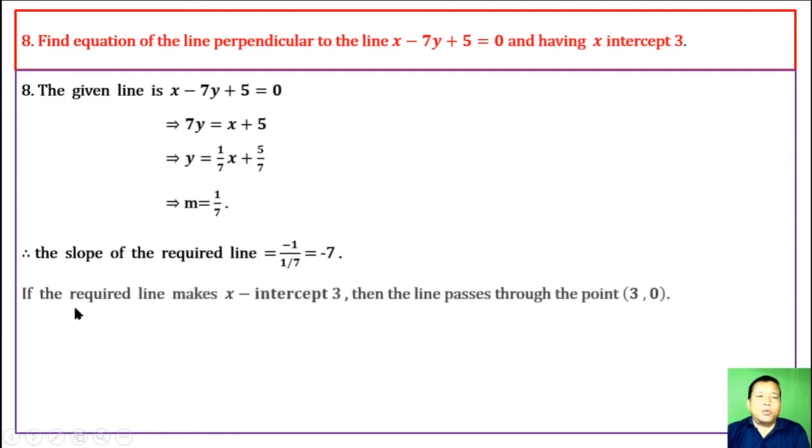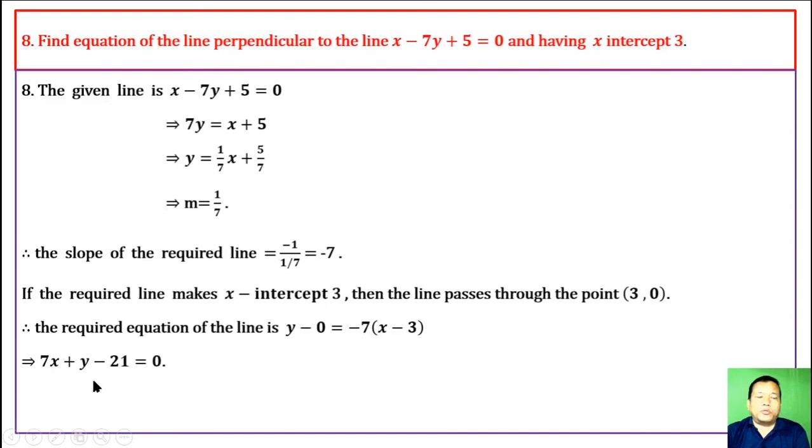If the required line makes x-intercept 3, then the line passes through the point (3, 0). Therefore, the required equation of the line is the equation of the line passing through (3, 0), having slope minus 7, that is this. Simplify and put this: 7x plus y minus 21 equals 0 is the required line.